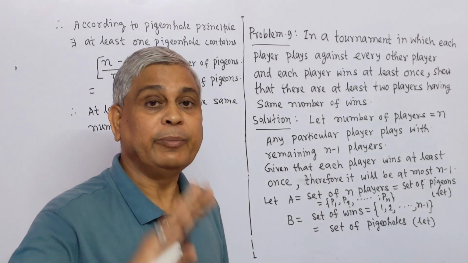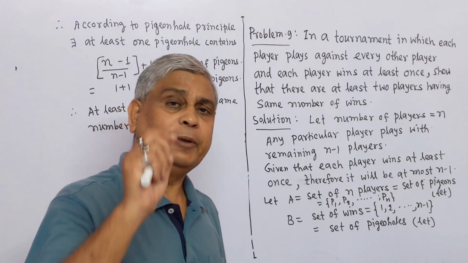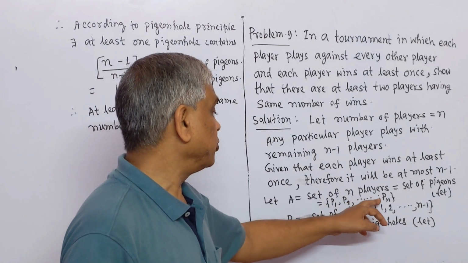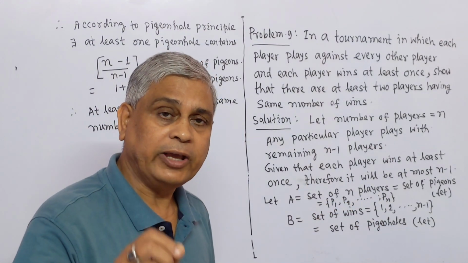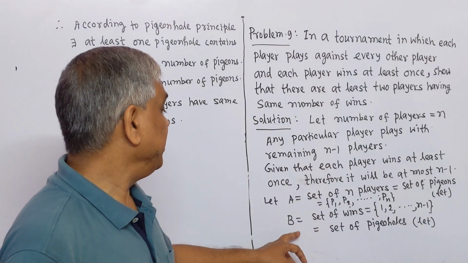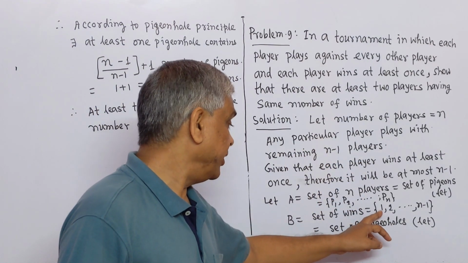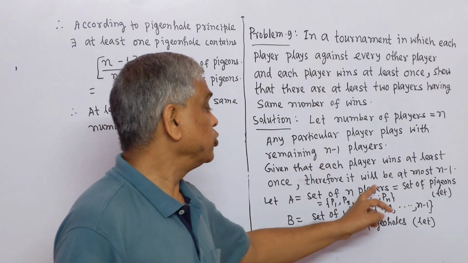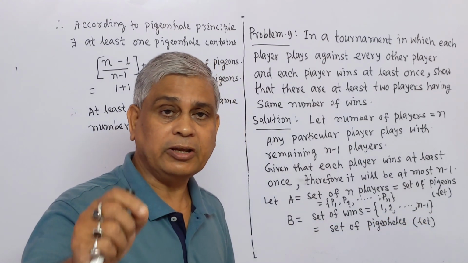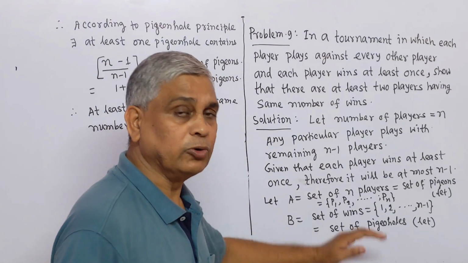Except him, the remaining number of players is n minus 1. Let A be the set of n players, containing players P1, P2, ..., Pn. Let us assume this as the set of pigeons. Let B be the set of wins. At least one win is 1, and at most wins is n minus 1. So wins are 1, 2, 3, ..., n minus 1. Let this be the set of pigeonholes.